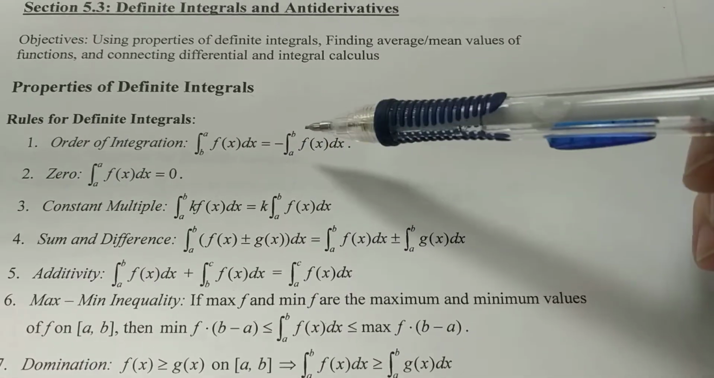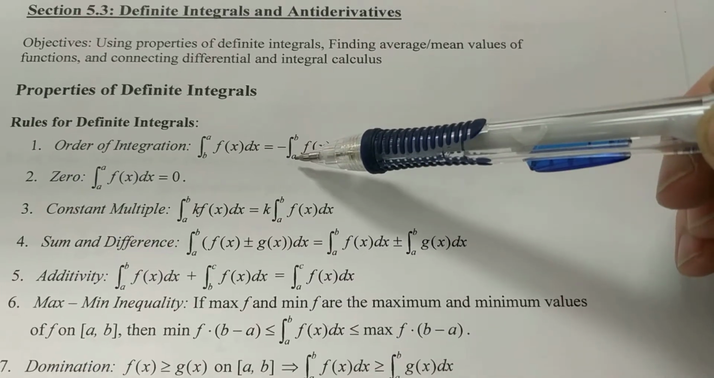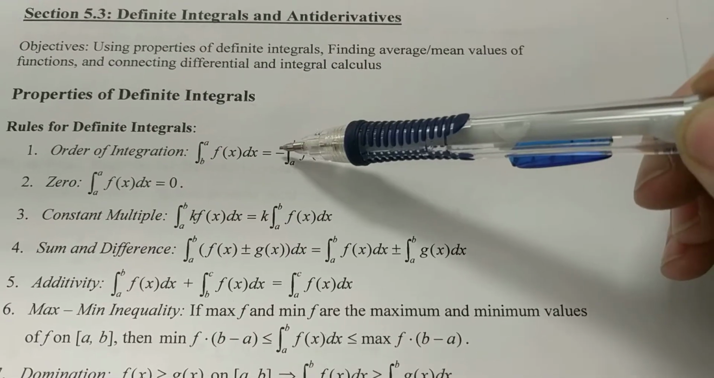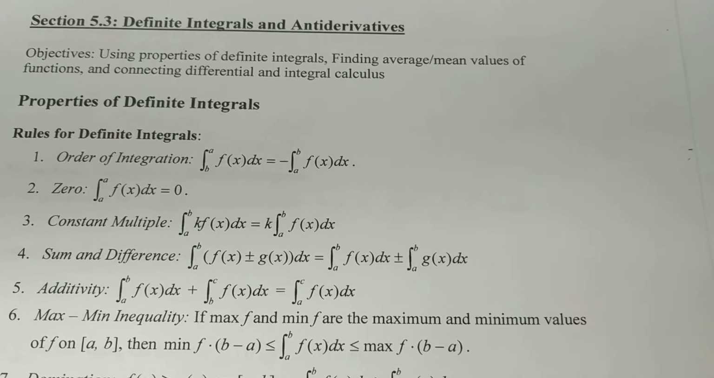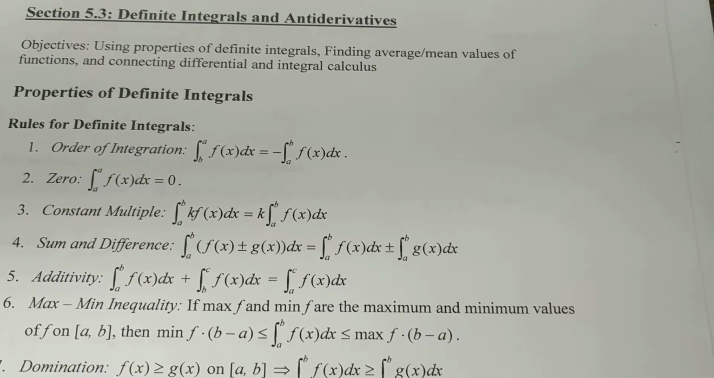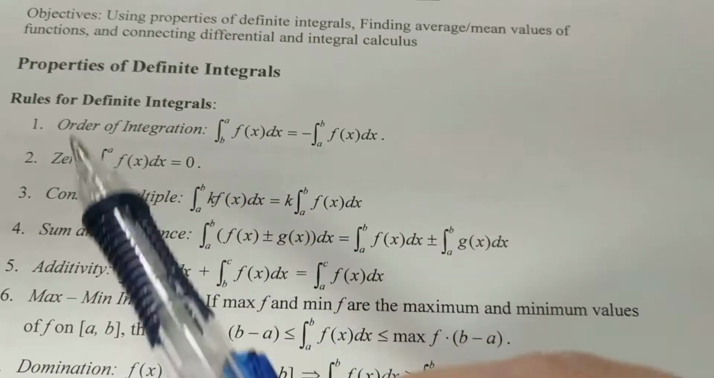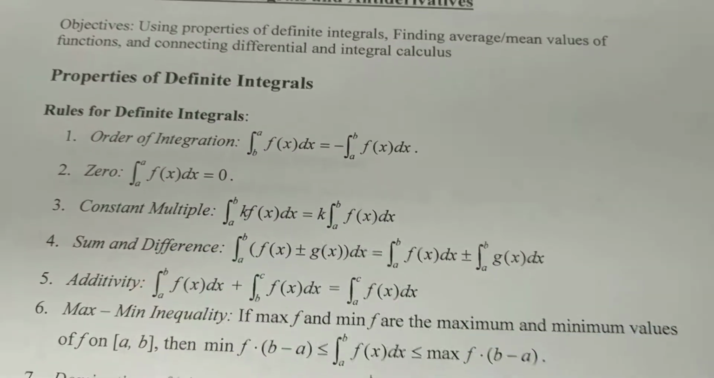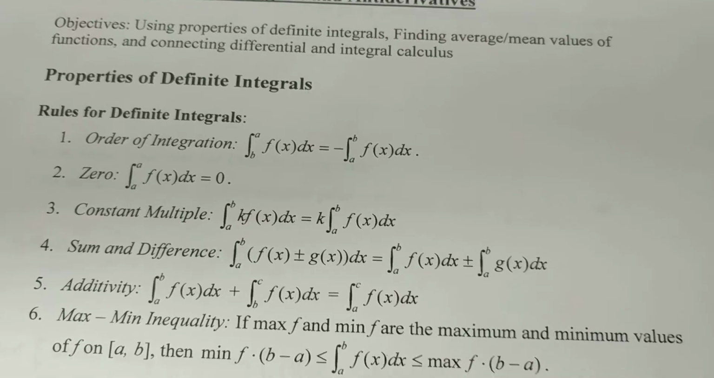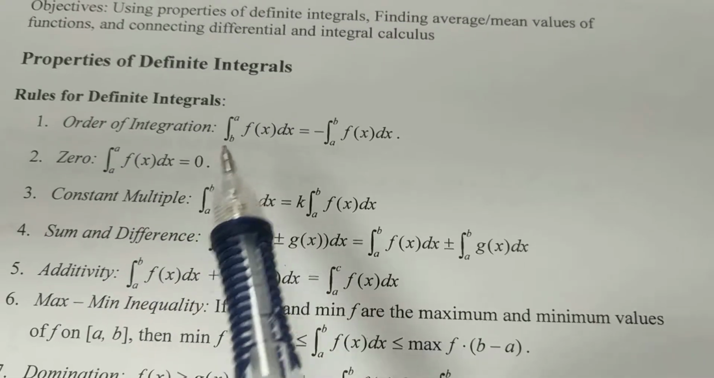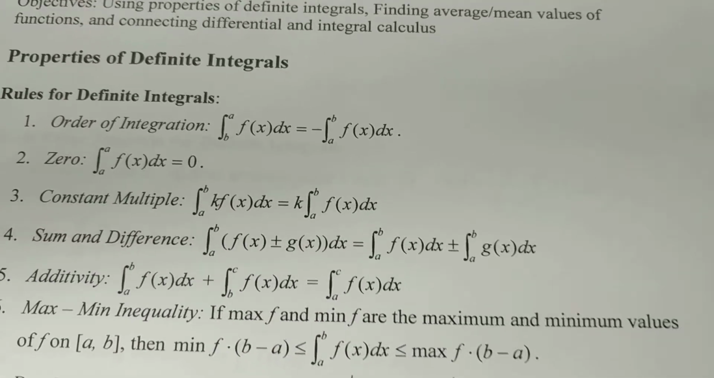And so in order to make this work and go from a to b, we flip the two in order, but we make the function negative. That's going to be a really cool one that's going to come in quite handy. Number 2 says, what if I want to find the area from a to a? If I wanted to find the area of a function from 2 to 2, I'm not going anywhere. So of course the area would be 0.